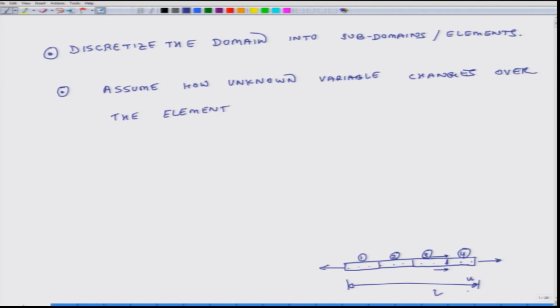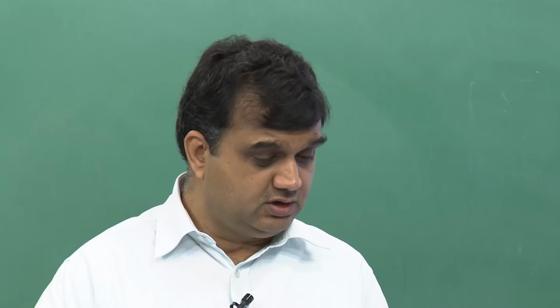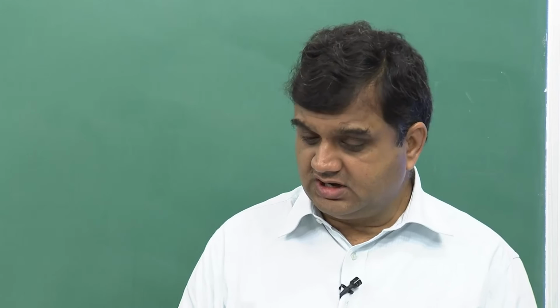And when we make that assumption, if it is a linear variation, then we assume that u is equal to a plus bx over the length of an element, where a and b are unknown. Or if it is a quadratic variation, then we assume that u is equal to a plus bx plus cx square over each element, and a, b, c are again unknown and they may change from one element to another. So, this is the second thing.